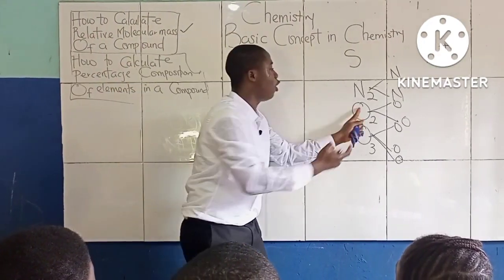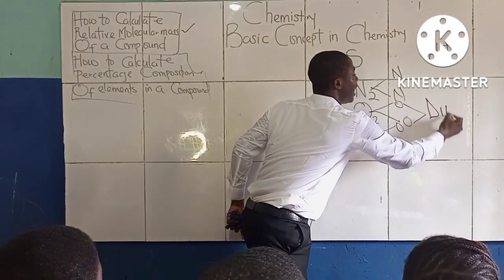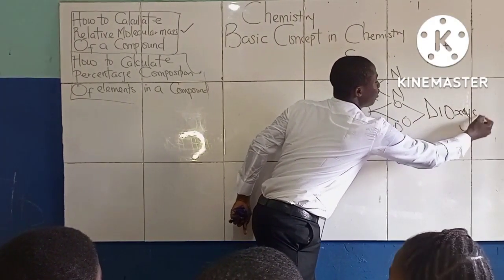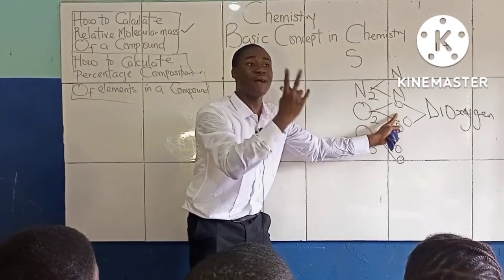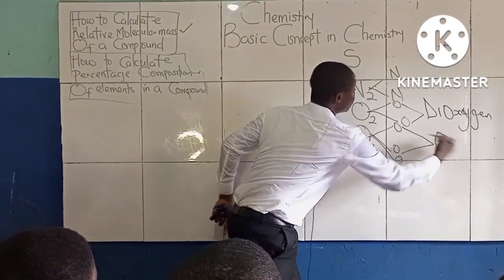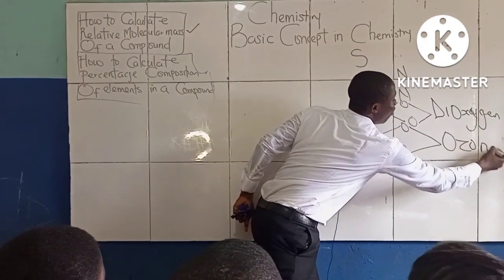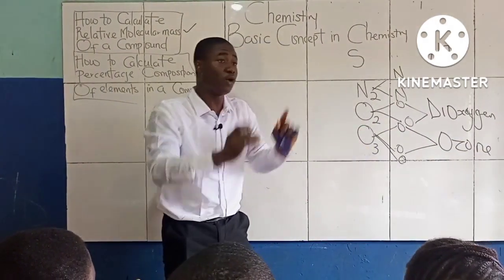Now, to differentiate between them, we simply say this is basically called dioxygen. This is basically called what, class? Dioxygen. Why is it called dioxygen? Because we're having two oxygen. Are you getting me now? Meanwhile, this is called trioxygen, but popularly called ozone. Are you getting me now? This is called trioxygen, popularly called ozone.